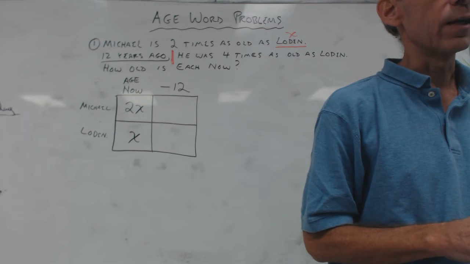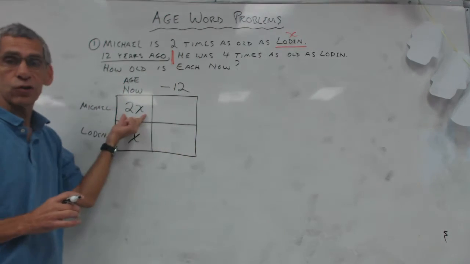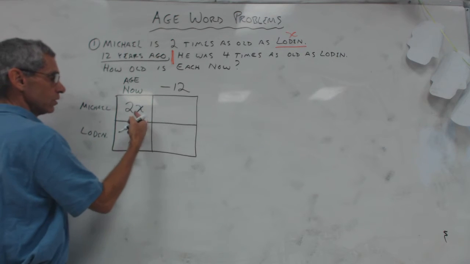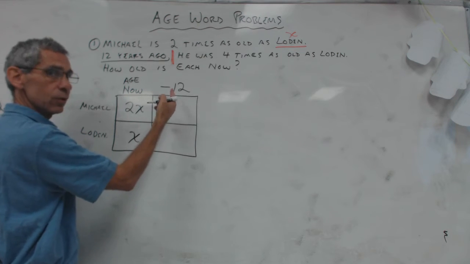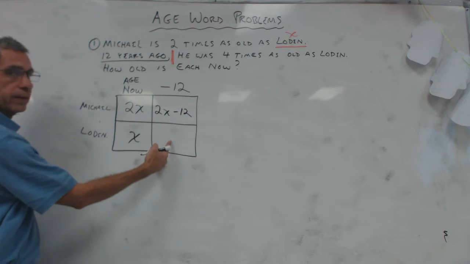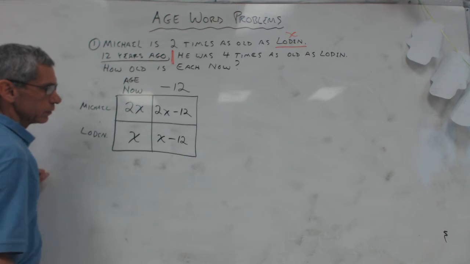How'd you get it? 2x minus 12. There you go. So let's do that. If you're 2x now, so 2x minus 12. Yes, exactly. So you just do 2x and then this follows the 2x. That's your age 12 years ago. 2x minus 12. What would this be? X minus 12. Yeah, x minus 12.